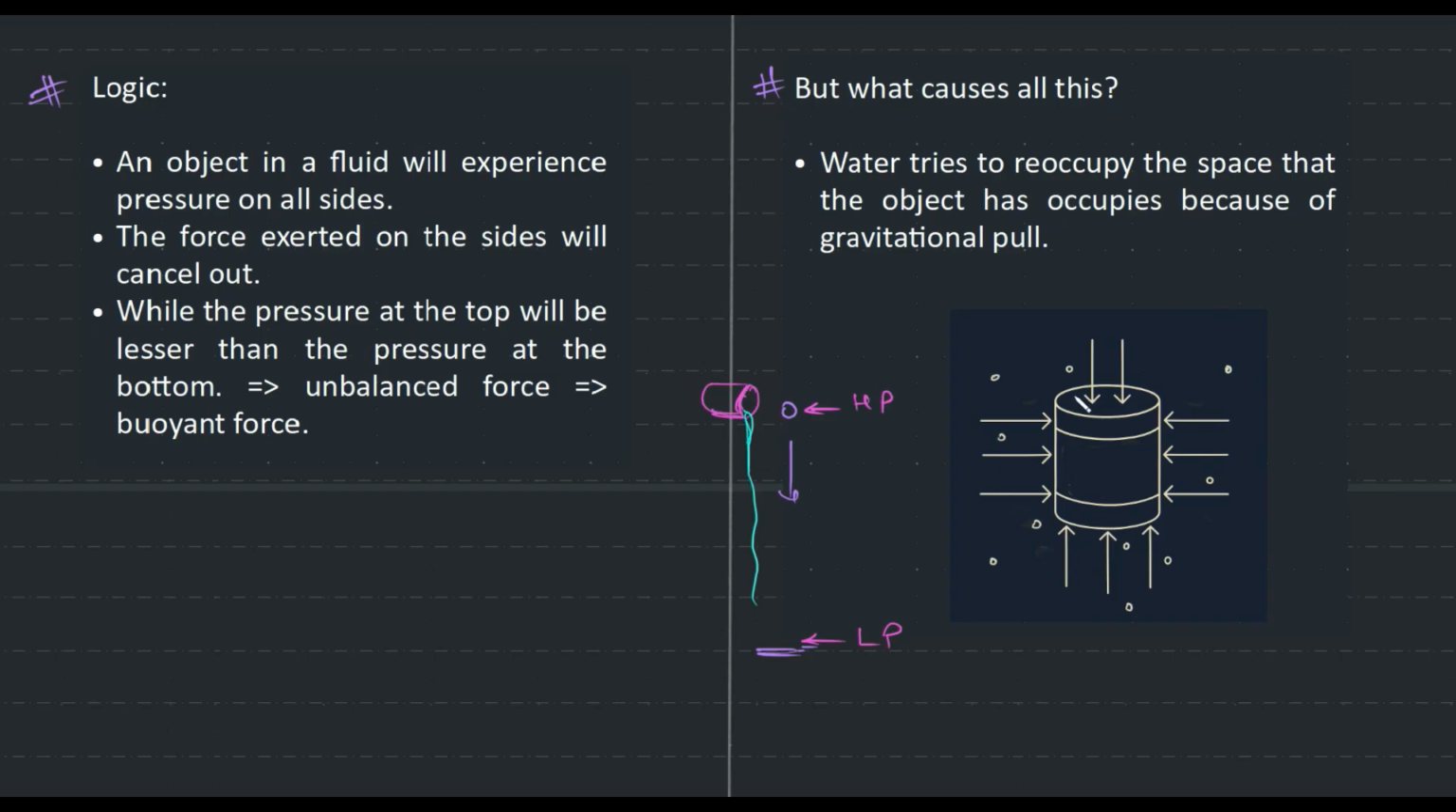So when I try to introduce an object in its space, what happens? It will try to push back. Of course, it's pushing from everywhere, but the force at the bottom will be much more than at the top. And if it's floating, that math we have already discussed. So you just have to know that the pressure at the bottom will be more than the top, and the difference will give you your buoyant force. As simple as that.